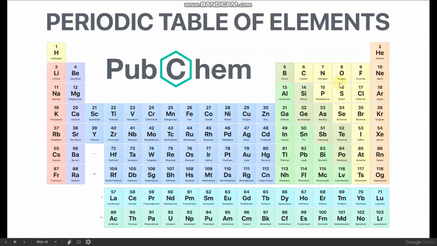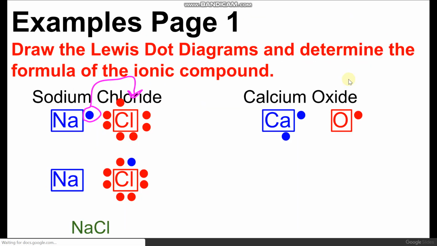So oxygen. Oxygen is right here. It's the 1st, 2nd, 3rd, 4th, 5th, 6th element in the row. So we're going to give it 6 valence electrons. So that's 1, 2, 3, 4, 5, 6. And remember, no side got 2 electrons before any side got 1 electron. So we gave each side 1 electron before any side got 2.